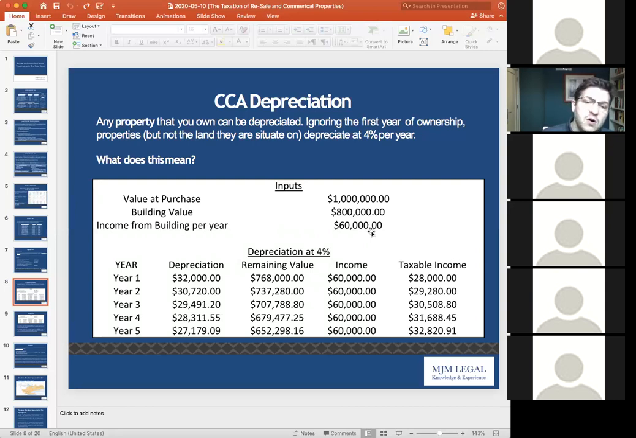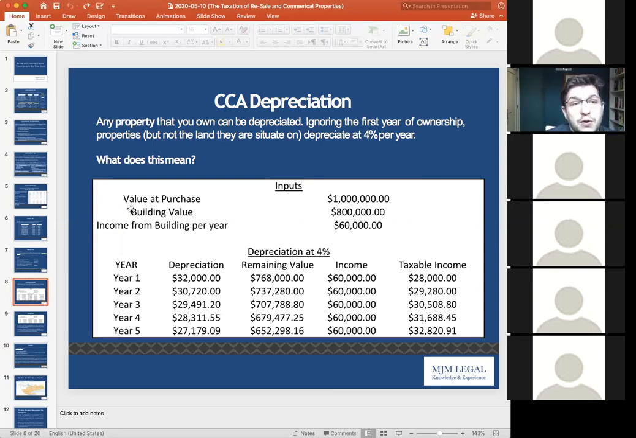The government says, okay, we understand that everything in this world depreciates. Not land. Land doesn't depreciate. So we're not going to depreciate that. But the building itself definitely depreciates. And the building value, as we said, is $800,000. So every single year, the government puts out what's called a CCA depreciation schedule.